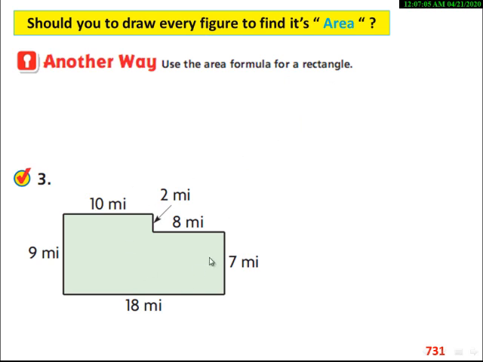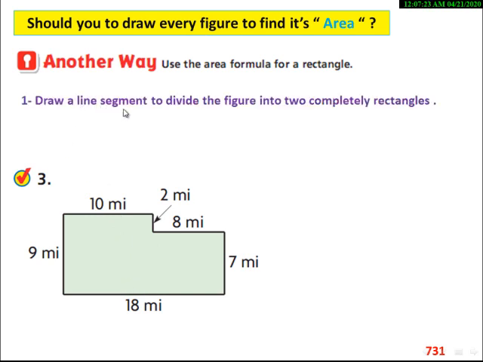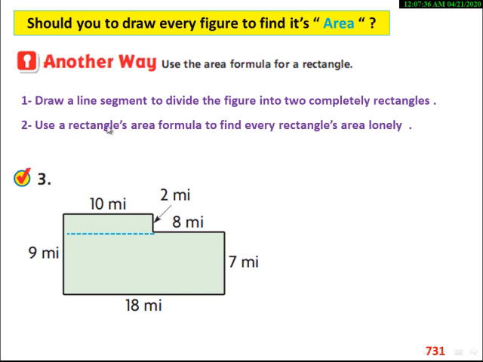Now I have this example, which is in the share and show part. Example 3. I have a figure like this. What should I do to find the total area? First, draw a line segment to divide the figure into 2 rectangles, like this. Second, use the rectangle's area formula to find every rectangle's area separately.